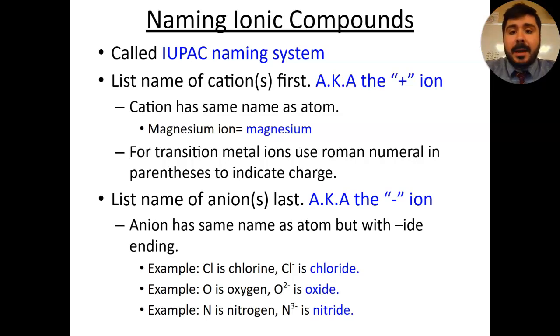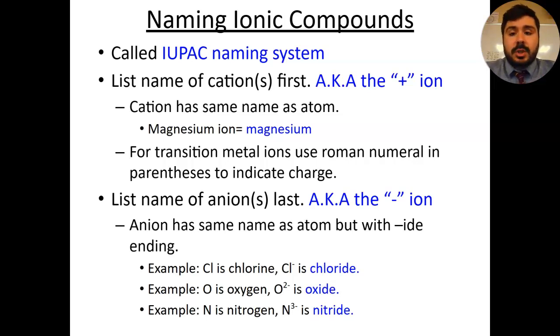For the cation, it just plain and simple has the same name as the atom. If we're talking about the magnesium ion, that's because it comes from the magnesium atom. Nothing crazy here. Magnesium stays magnesium because it's going to be a positive ion. Sodium stays the word sodium because it's not going to change. If it's a positive ion, don't change the name at all. Stay as it is on the periodic table.